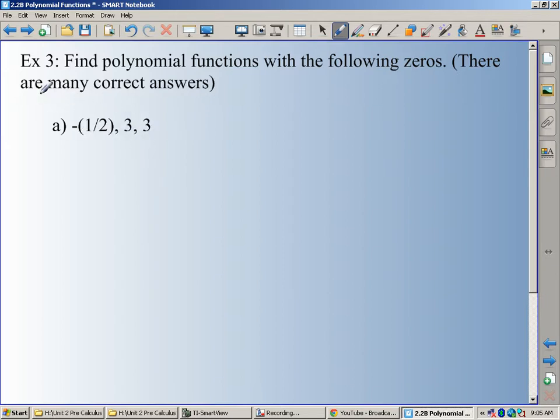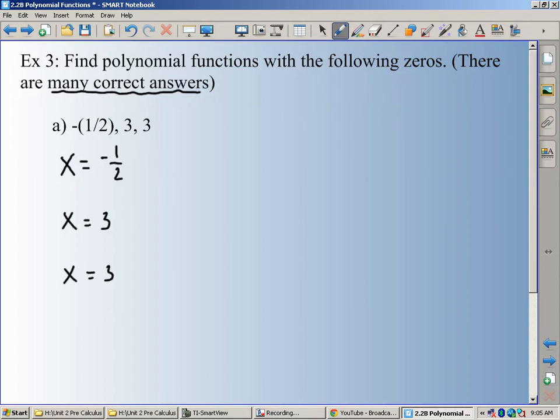We'll talk about that in just a second. So the first thing I need to do is find out what the factors look like. I need them in binomial form. So I'm going to write these as what they are: x equals negative 1/2, x equals 3, and x equals 3. So those are what my solutions are written as.